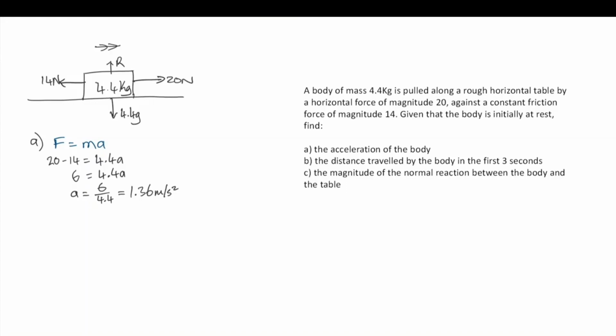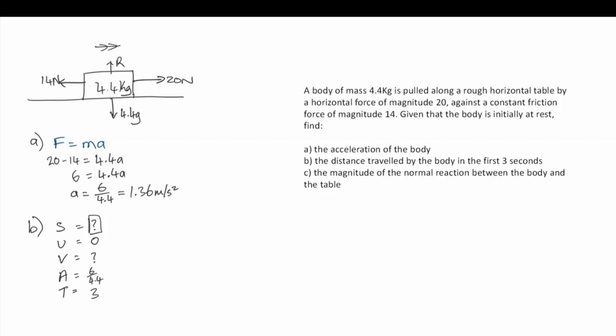Part B of the question asks us to find the distance traveled by this body in the first 3 seconds. Now that we have the acceleration, we're looking for distance, which is related to displacement. We can use suvat. Let's collect some suvat variables and see where that takes us. We're looking for this displacement. The initial velocity is 0 since it started at rest. Final velocity we don't know. Acceleration we just found. I'll use this fully accurate version, 6 over 4.4. And the time is 3 seconds. We're looking for 3 seconds later.